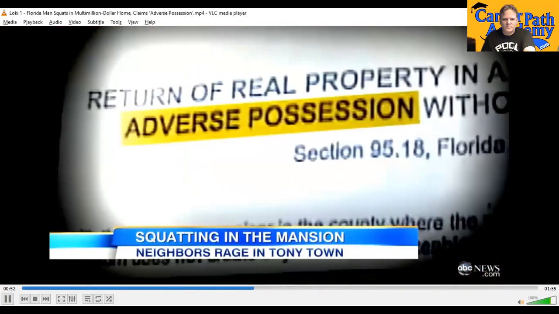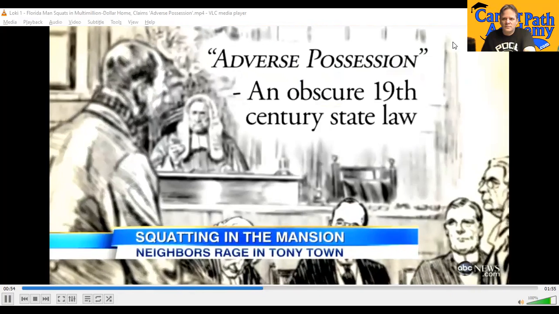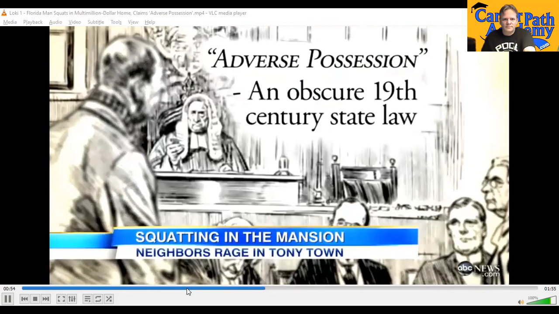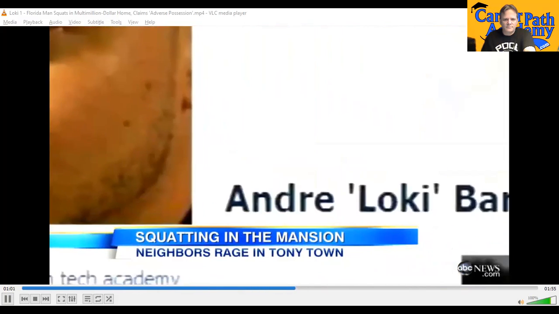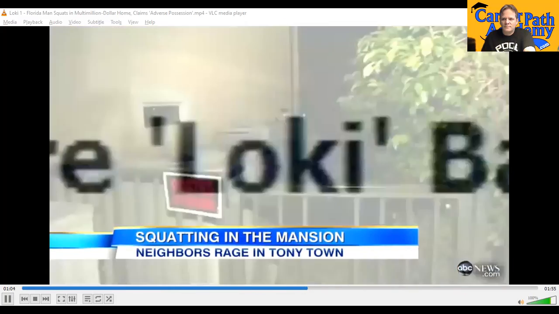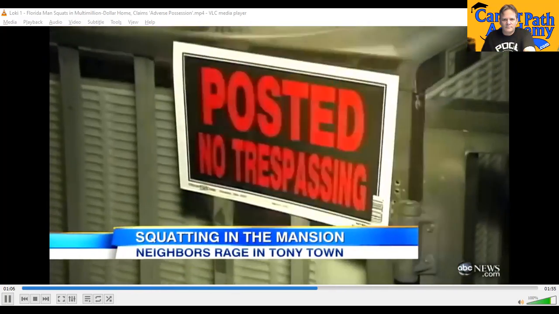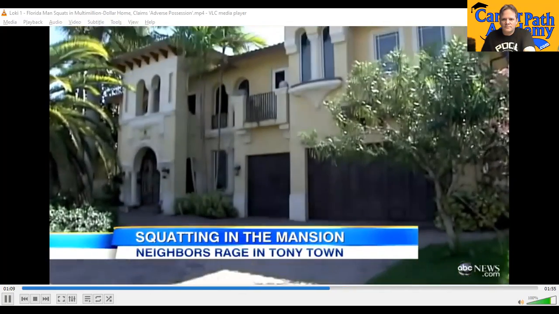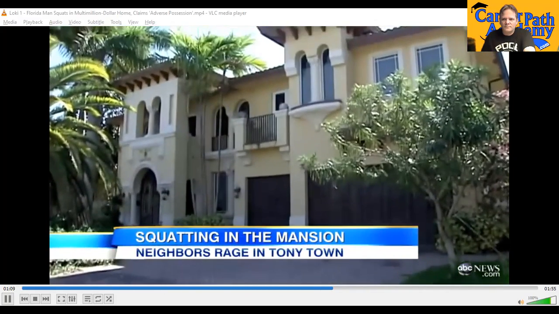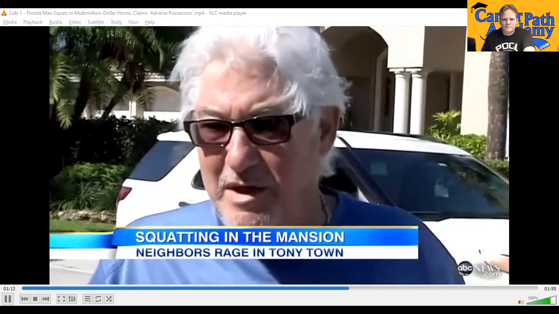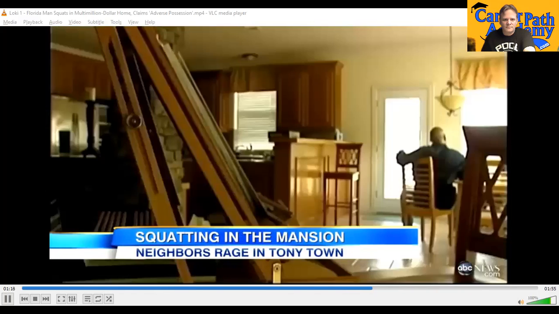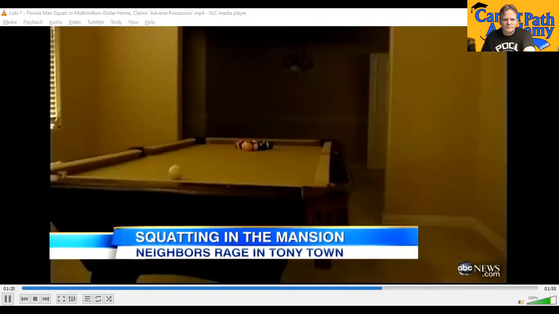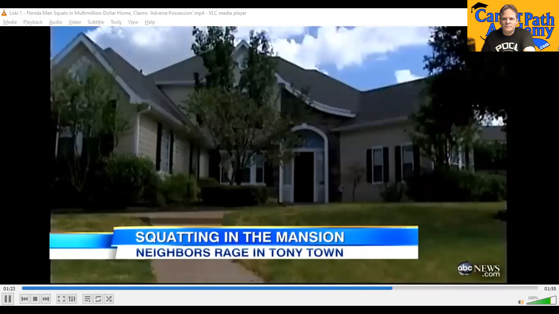Incredibly, the squatter filed legal papers citing adverse possession, an obscure 19th century state law that allows someone to claim an empty property by occupying it for 7 years. Barbosa, whose nickname is Loki after the Norse god of mischief, posted this no trespassing notice. Barbosa's new neighbors aren't at all amused. Nobody's happy. We all spent a lot of money to live on this street. Adverse possession is legal in all 50 states. Kenneth Robinson lived in this $300,000 home in Texas for free for 8 months before he was finally ousted.